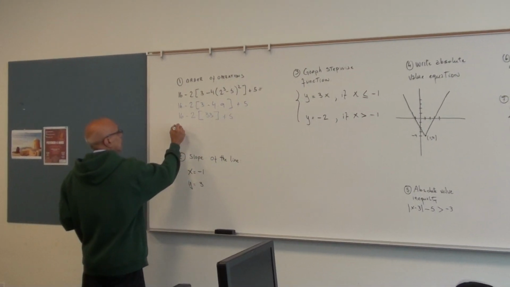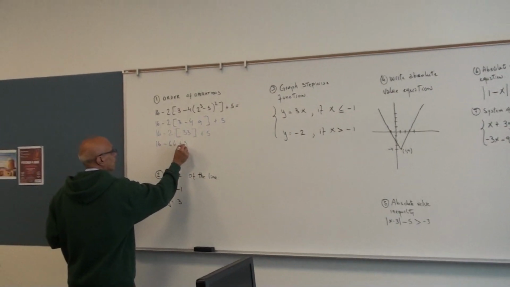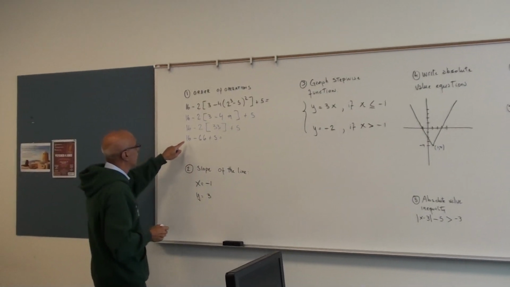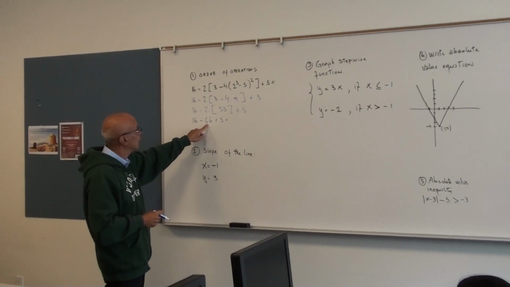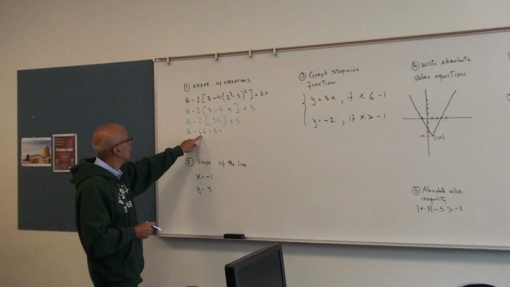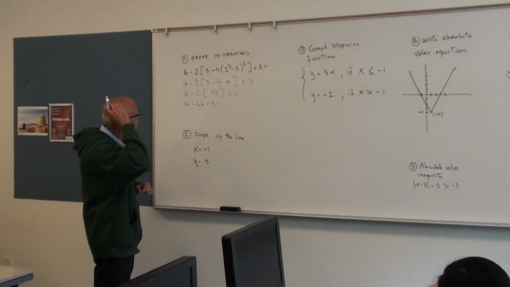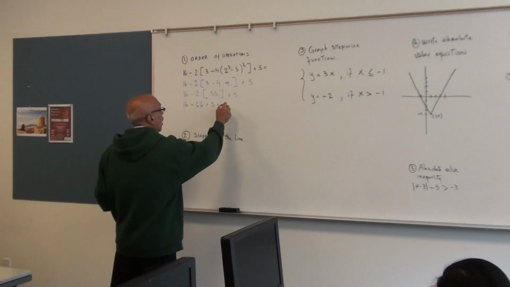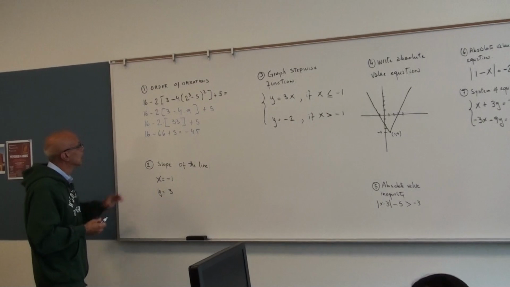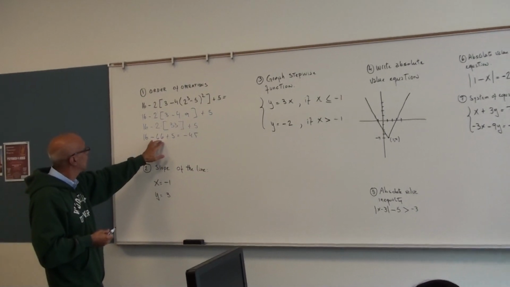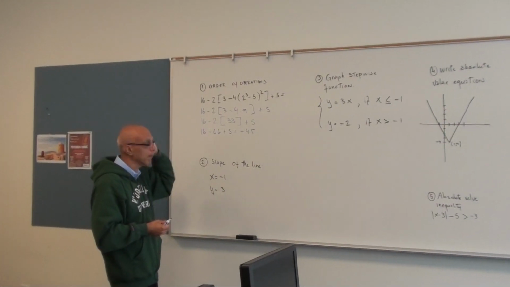So 16, you do the product first, it's going to be 66 plus 5. Now 16 minus 66 is going to be what? 50, and 5 is going to be negative 45, okay? 16, that's negative 50 with plus 5 is negative 45, okay?